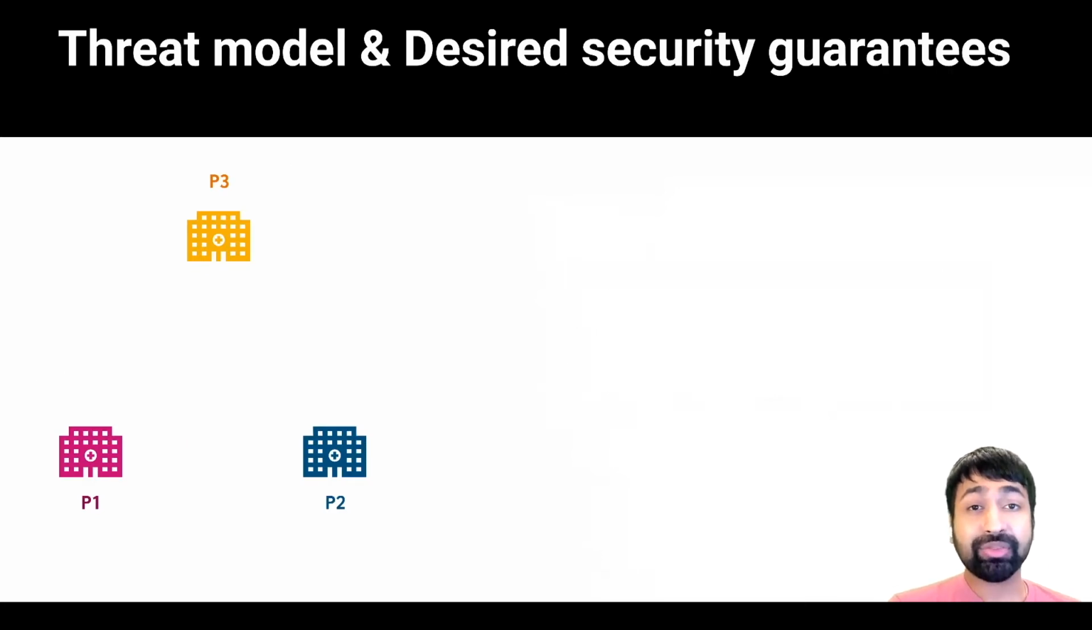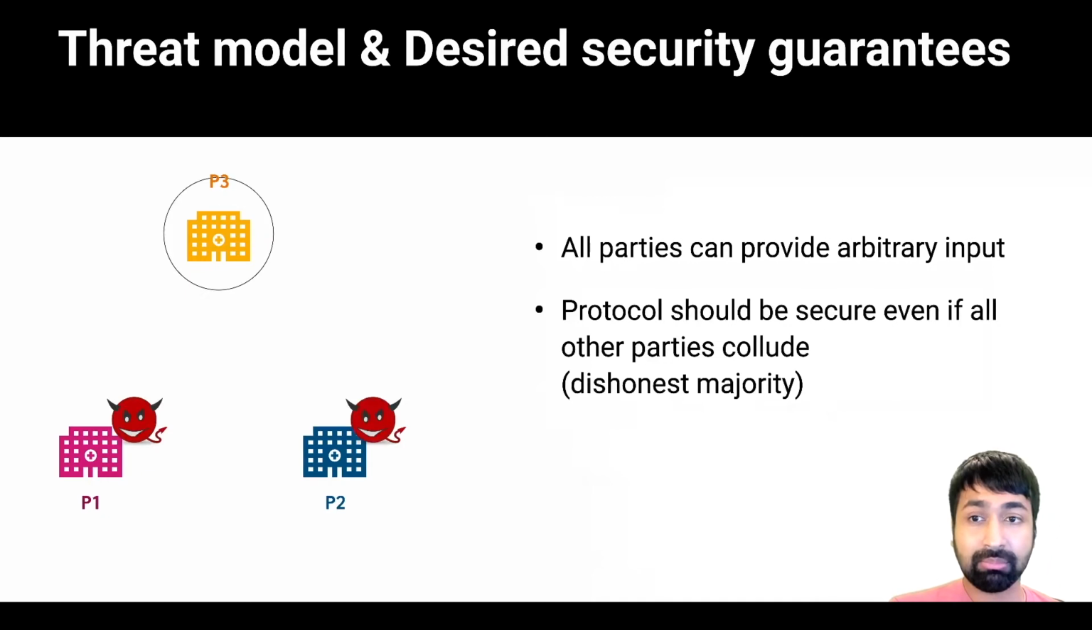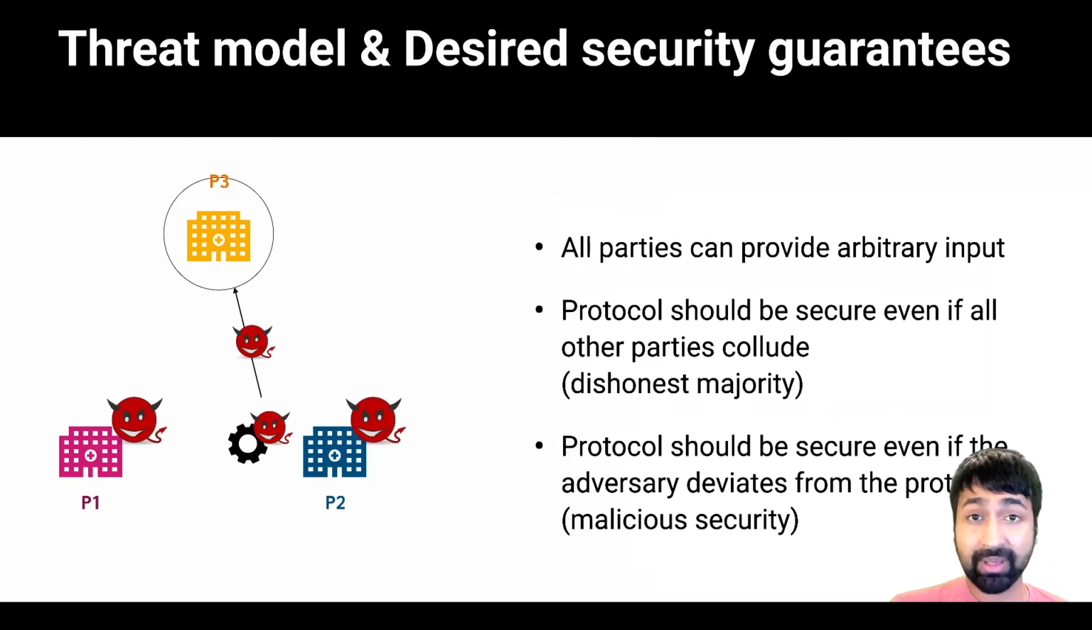And in more detail, the threat model for MPC and the desired security guarantees that we are interested in achieving in Senate are as follows. First, each party is allowed to provide its input of choice to the computation that they want to run. Second, from the perspective of an honest party, the protocol should ensure that even if all other parties collude with each other, they should still not be able to learn any information about the honest party's data beyond the final result. And further, the security should hold even if the adversary is malicious. That is, it may deviate from the protocol in arbitrary ways.